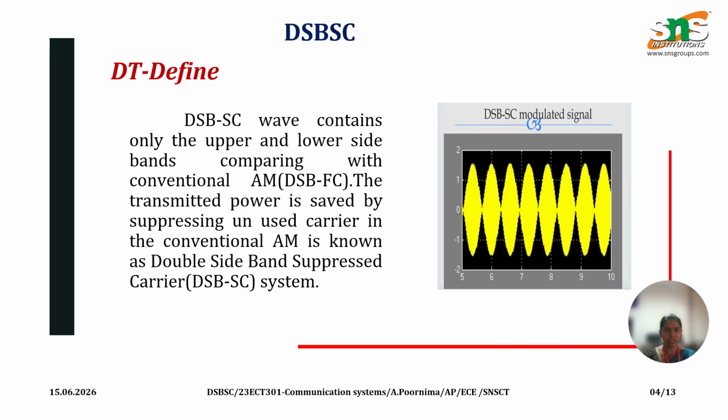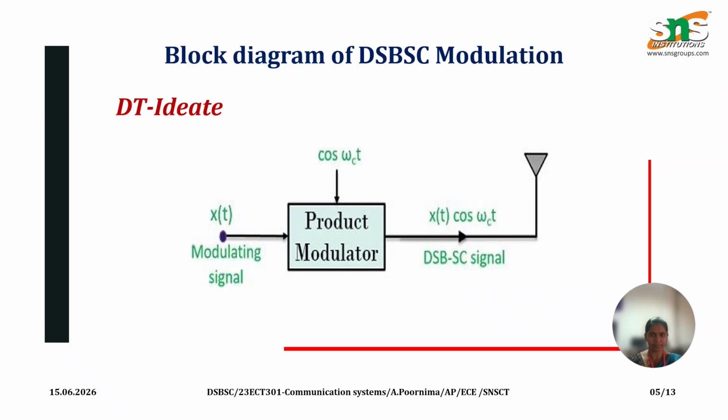And the definition: in DSBSC, only the upper sideband and the lower sideband of conventional AM are transmitted, and the unused portion of the carrier is suppressed. This is the so-called DSBSC, double sideband suppressed carrier modulation technique. And the block diagram is as follows. The inputs to the modulator are the modulating signal, that is our low frequency message signal which we need to transmit to the receiver, and the high frequency carrier, which will carry the modulating signal. The resultant signal is the modulated signal, that is the DSBSC signal.